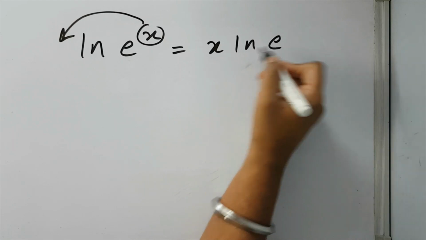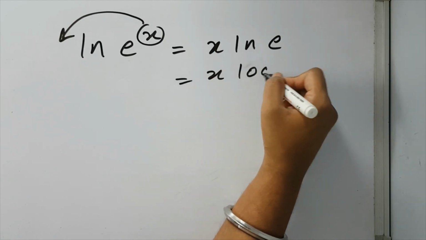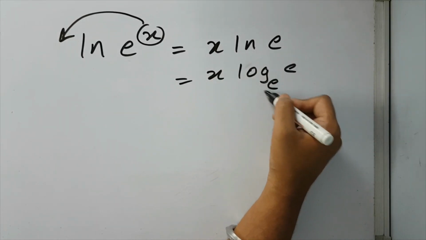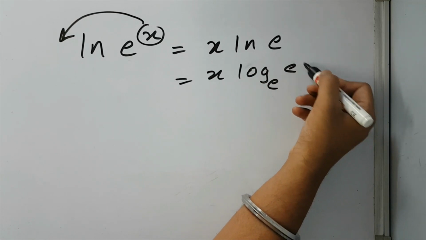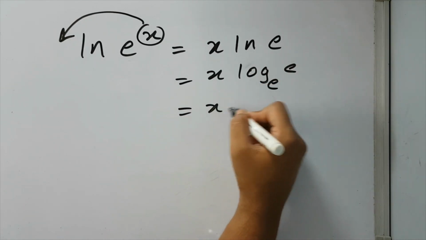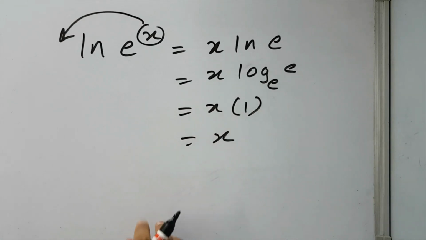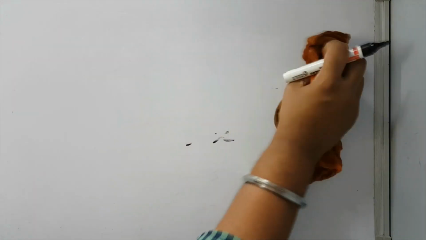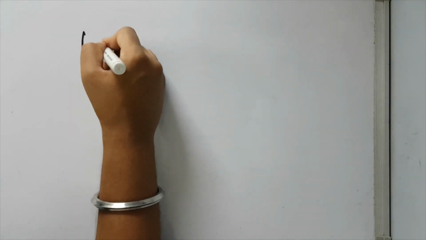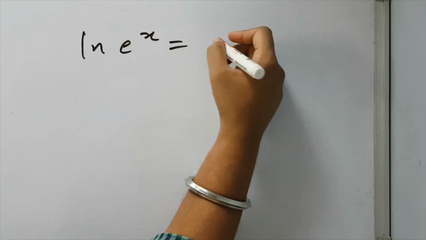Now what do you mean by ln of e? It is log of e to the base e. So e raised to what number will give you e? That is 1. Okay, so this answer would be x into 1, which is equal to x. Alright, I hope you understood this. तो रिपीट बताता हूँ वापस इस चीज़ को. तो ln of e raised to x will be equal to x.